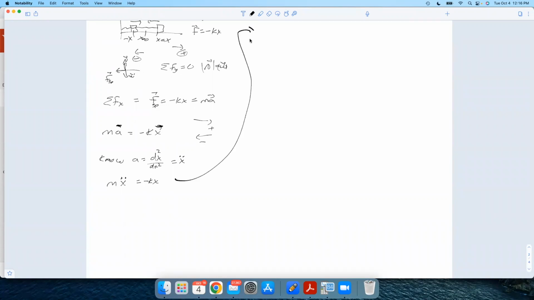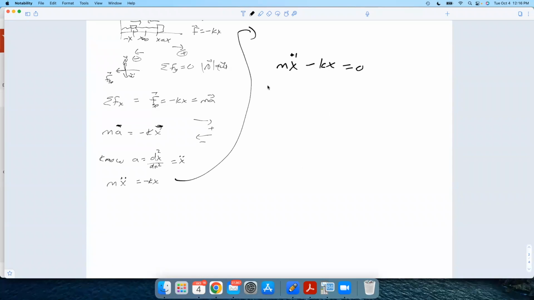I'm going to move up here. I could rewrite that as mx double dot minus kx equals 0. Second order linear homogeneous with constant coefficients. And it's homogeneous because this side equals 0. We can solve that in our heads.